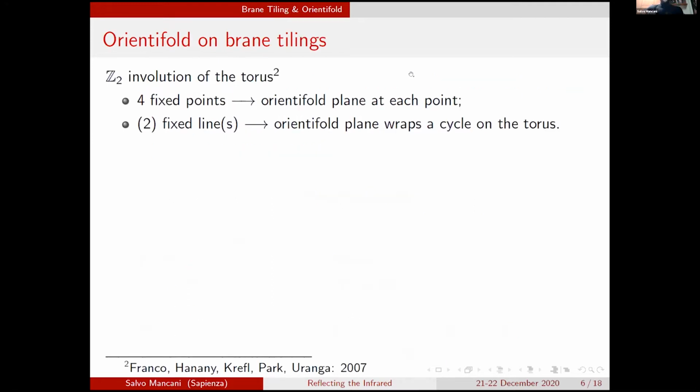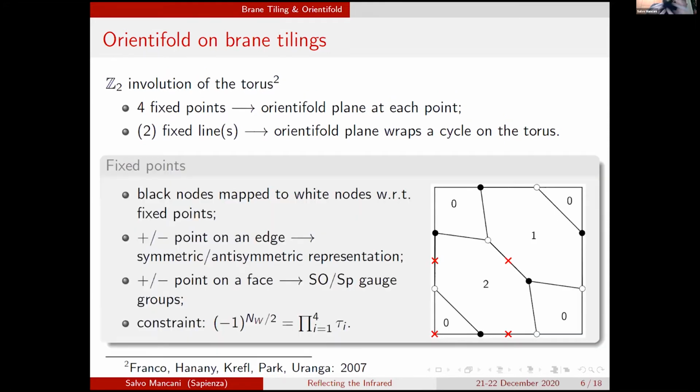Now, we want to perform an orientifold projection over this theory, and this is essentially a Z2 involution of the space-time. So in order to represent the orientifold involution and its action on the torus, we seek the fixed loci of the involution, and in the case of the torus, we can have 4 fixed points or 2 fixed lines. In both cases, they are physical orientifold planes, and depending on the sign, we may have different orientifold projections.